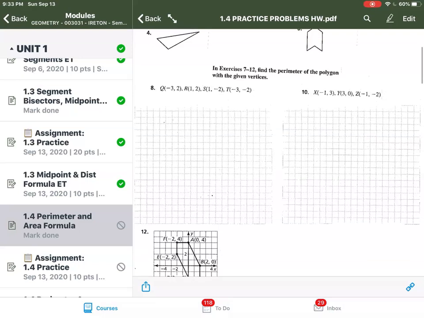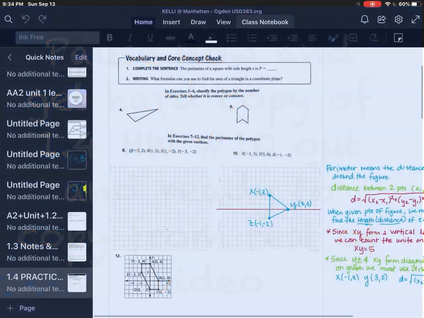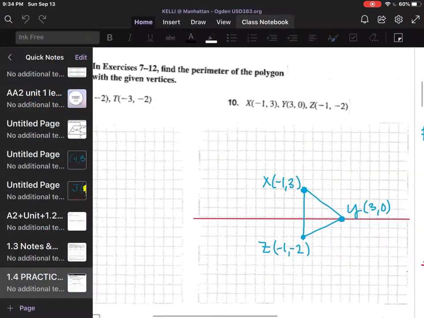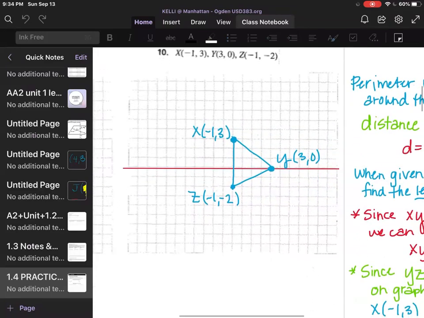I'm going to go through problem 10 with you right now, which is asking you to find the perimeter of the polygon. First thing, when you are given vertices like this, so for number 8, you're going to have to come back and pretty much do the same problem here.